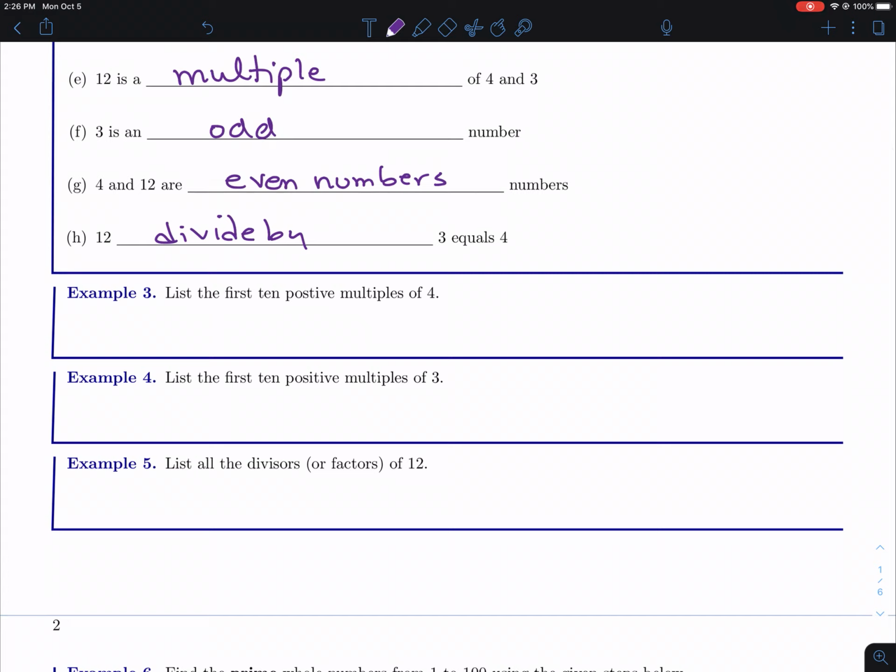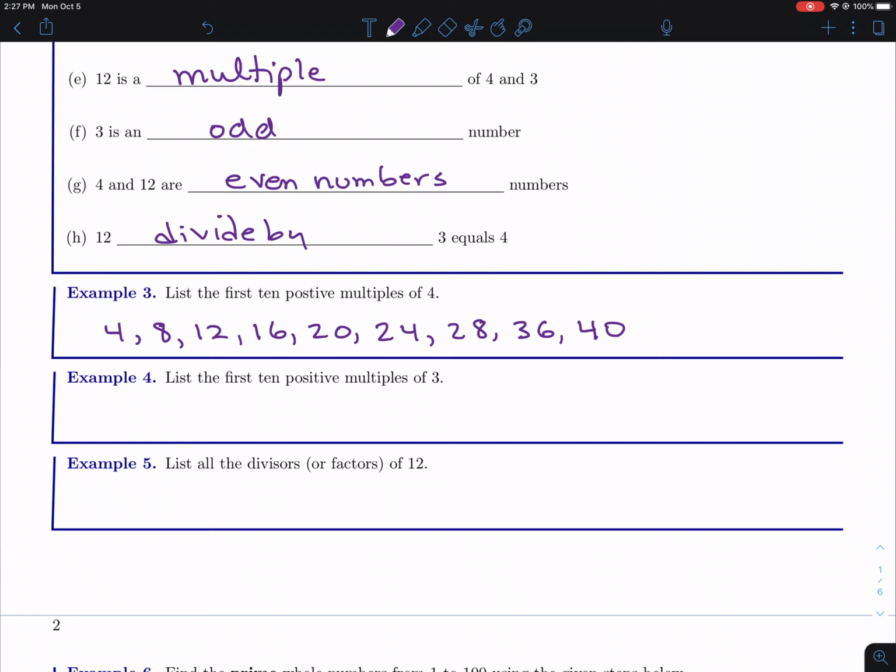Example 4 says list the first 10 positive multiples of 4. With this, we just start with 4, and then multiply that number by the first 10 numbers. So 4 is basically 4 times 1. Then 4 times 2 would be 8. 4 times 3 would be 12. 4 times 4 is 16. 4 times 5 is 20. 4 times 6 is 24. 4 times 7 is 28. 4 times 9 is 36. And then finally 4 times 10 gives us 40. So that's our first 10 multiples of 4.